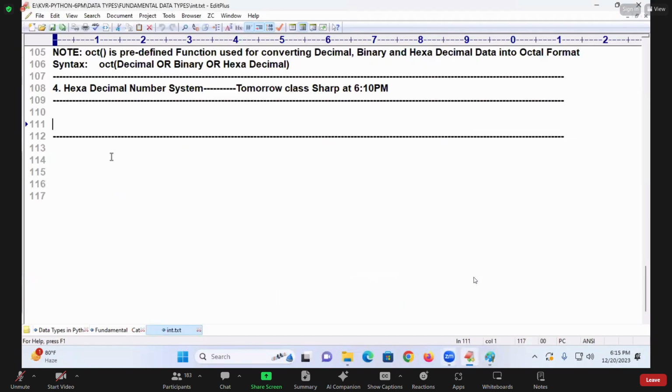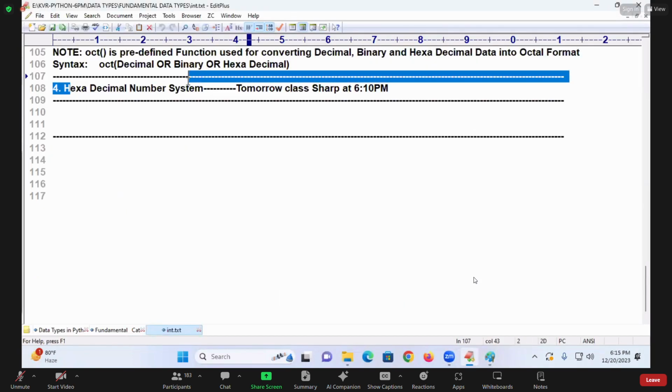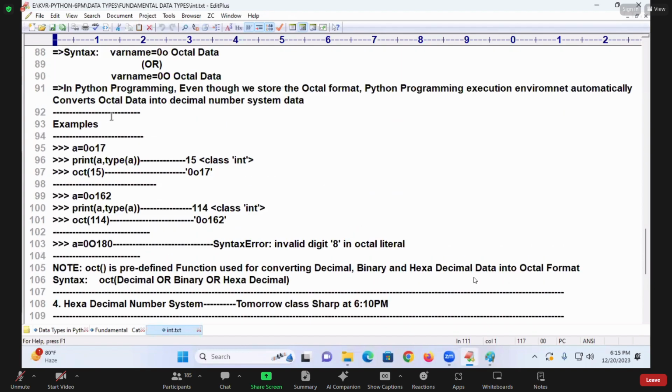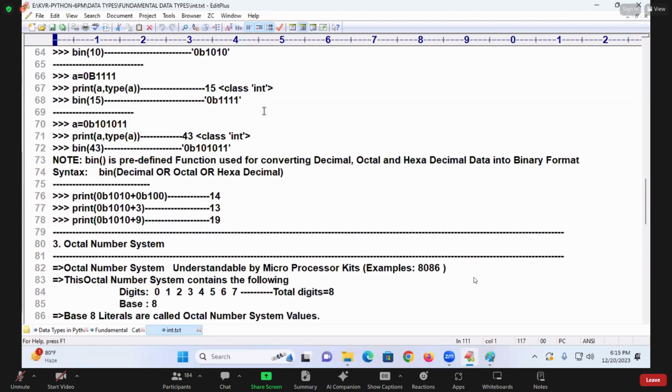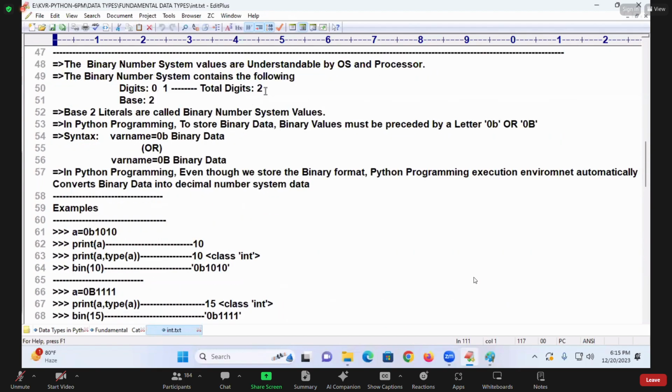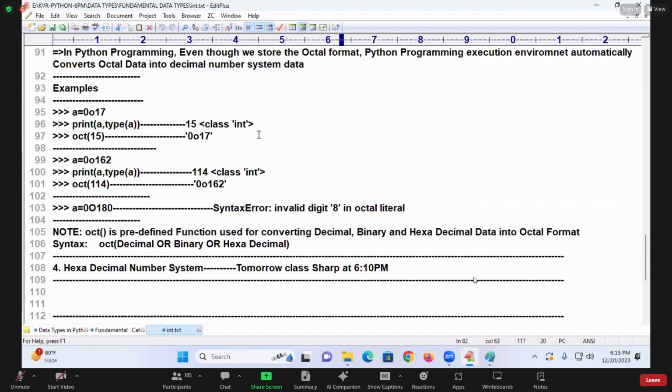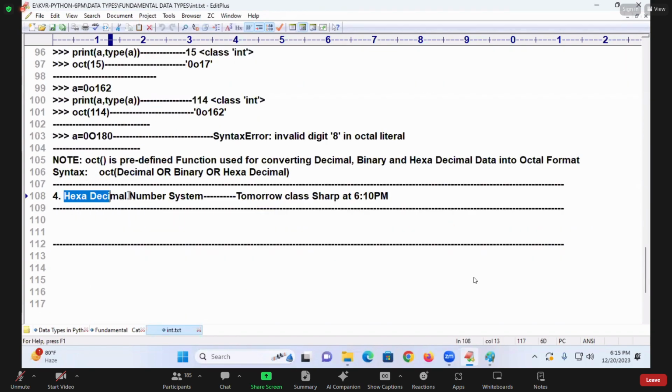And today we are going to enter the hexadecimal number system. Shall we start? Right. See students, the binary number system is understandable by the OS and processor during program execution, and octal is used by microprocessor kits. Here we are using the hexadecimal number system. Now I am entering into this discussion.